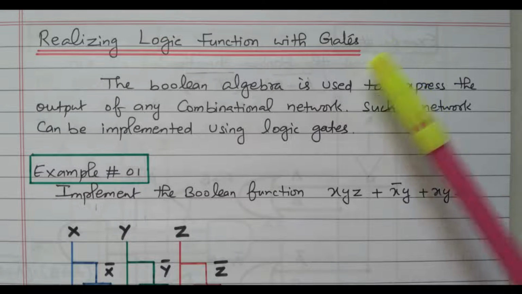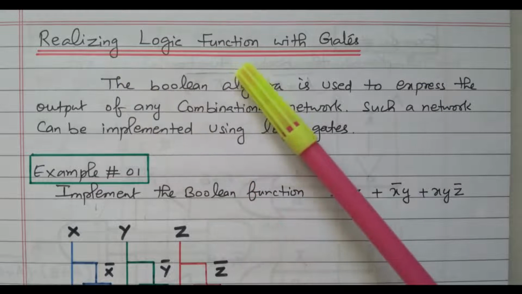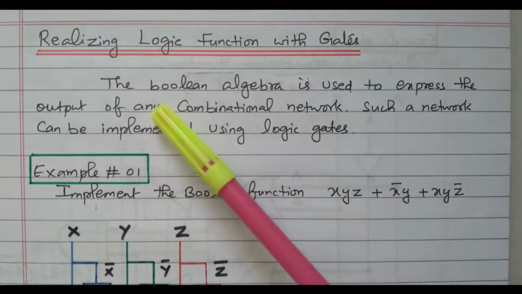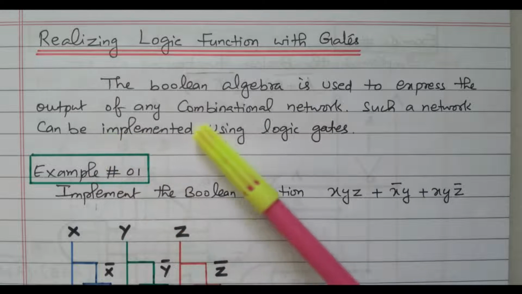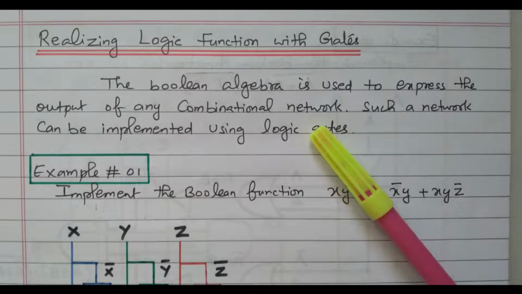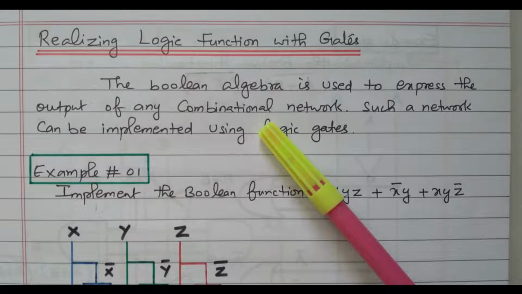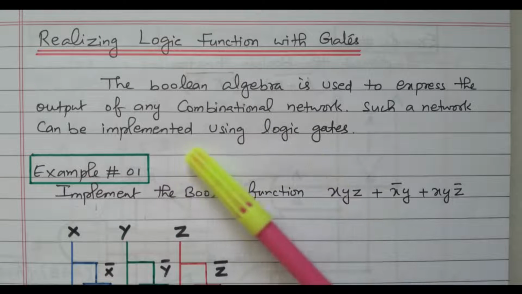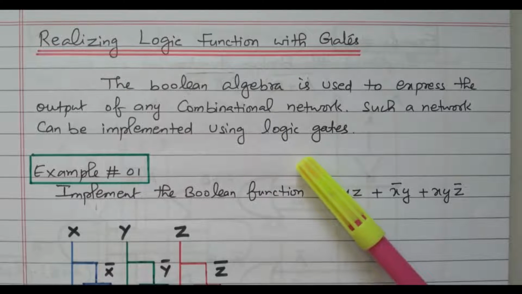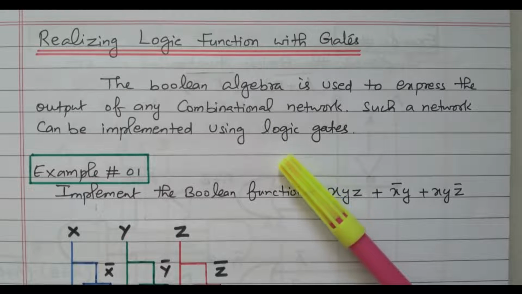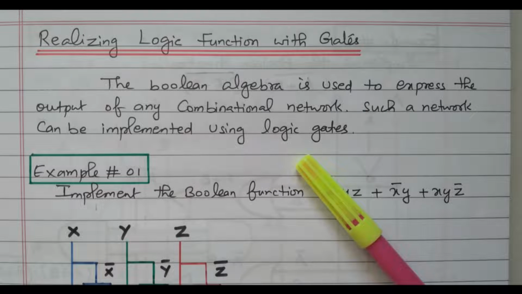Now we will go to the topic, realizing the logic function with logic gates. Boolean algebra is used to express the output of any combinational network. Such a network can be implemented using logic gates. In this video, we will see how to implement the given expression using logic gates.